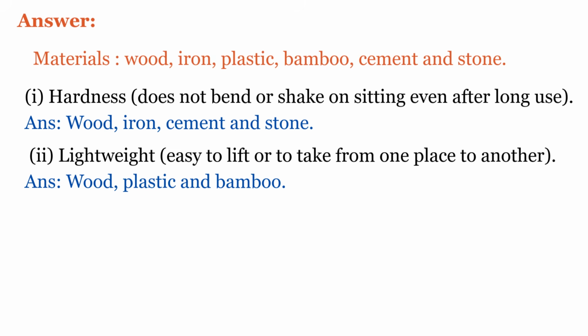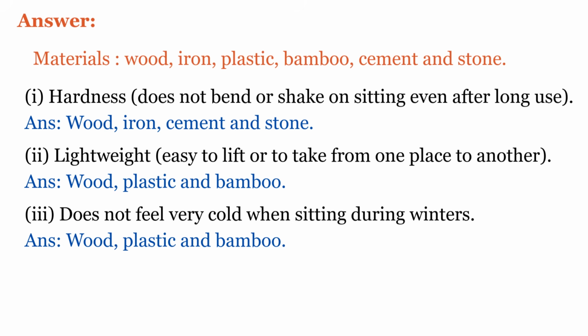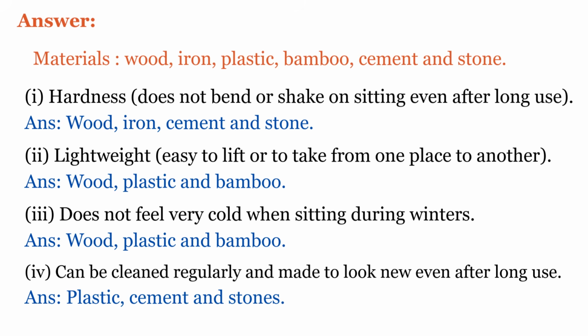Second is lightweight, which is easy to lift or to take from one place to another. And materials will be wood, plastic, and bamboo. Third is does not feel very cold when sitting during winters, and suitable materials will be wood, plastic, and bamboo. Fourth is can be cleaned regularly and made to look new even after long use, and the materials will be plastic, cement, and stones.